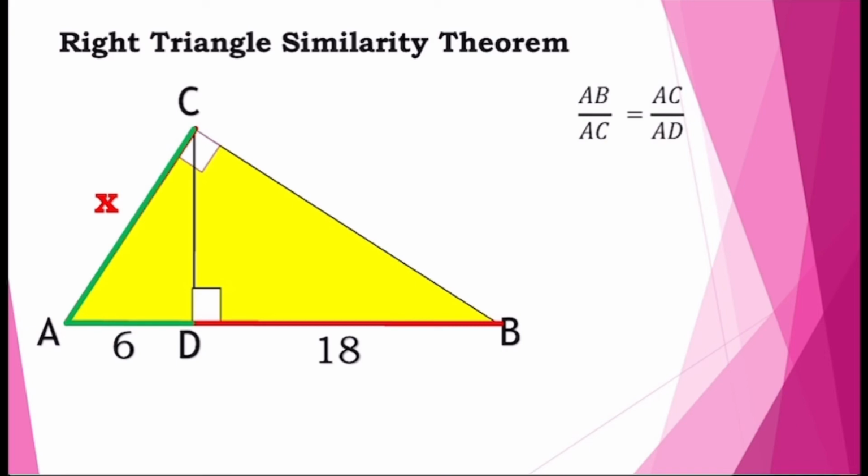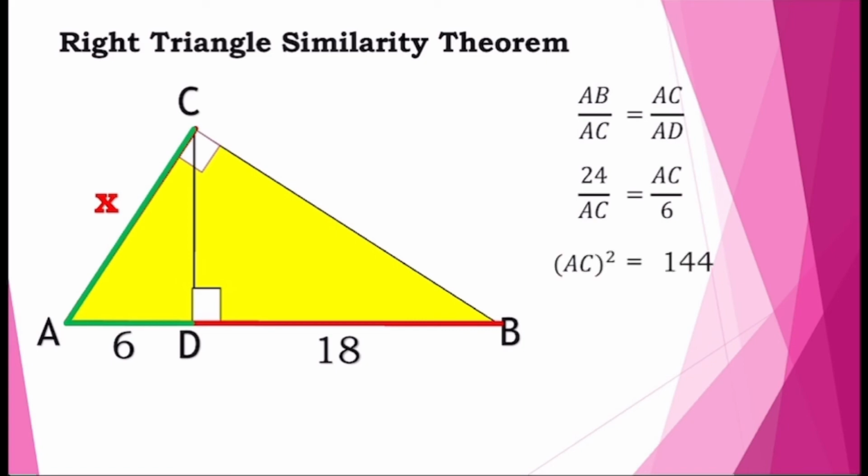The value of AB is 24 because 18 plus 6 is equal to 24, and the value of AD is 6. Therefore, we have 24 over AC, since we're looking for the value of AC, is equal to AC over 6. Again, let's apply the fundamental rule of proportion. So AC times AC is AC squared, and 24 times 6 is 144.